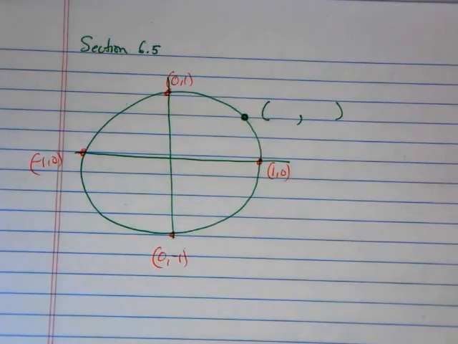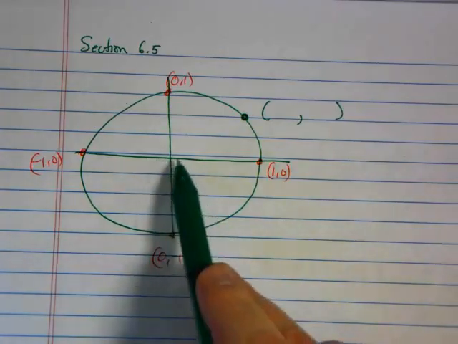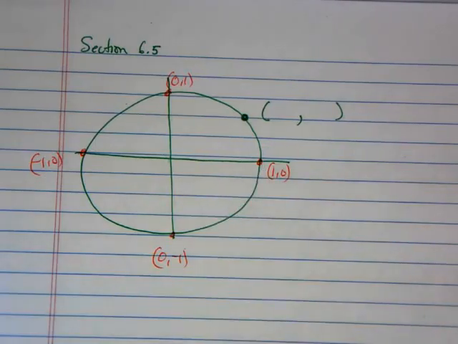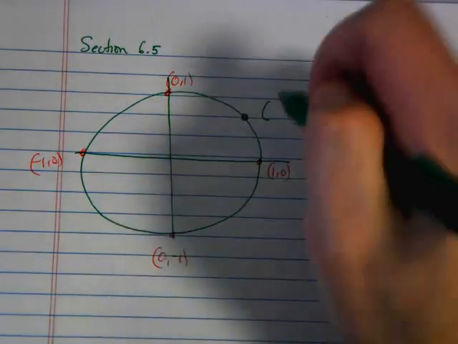Somebody give me a reasonable x number for right there, that point I drew. 4 is not a reasonable x number. 0.7. All right, how come 4 is not a reasonable x number? Because the biggest x value on the circle is 1. So 4 can't be a reasonable answer. So 0.7? 0.7 is a reasonable answer.